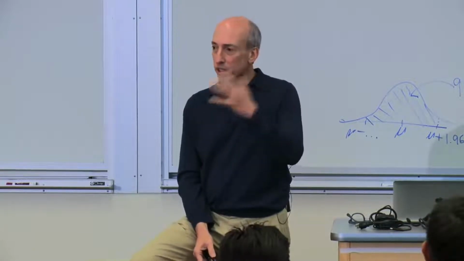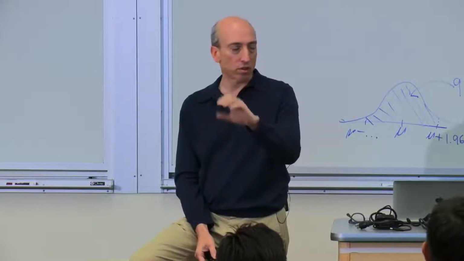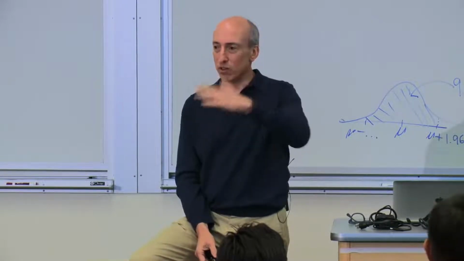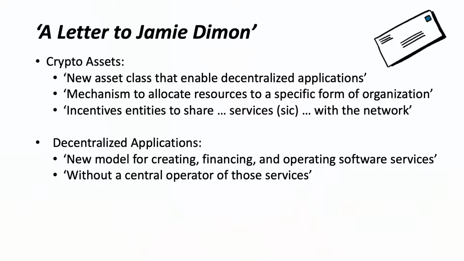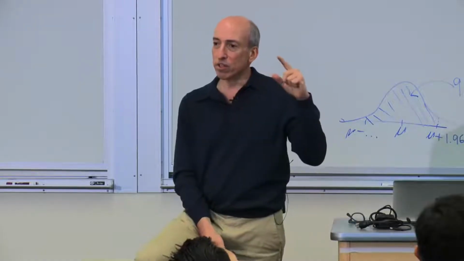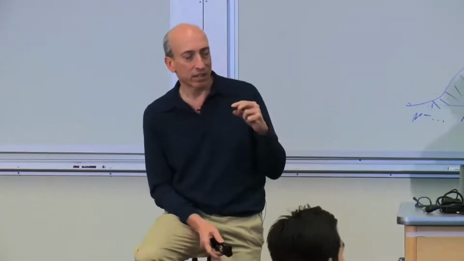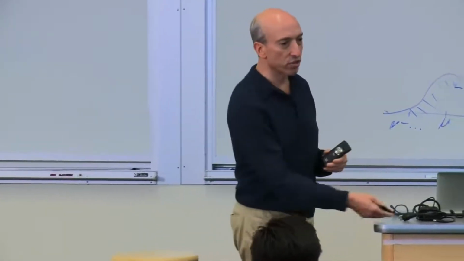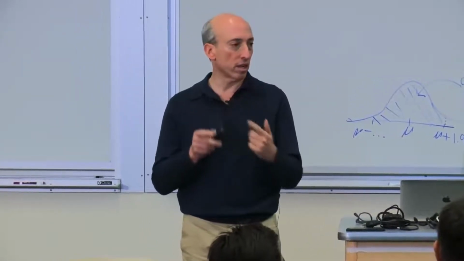But this decentralized application, in this context, he was using it broader than just something built on top of Ethereum through smart contracts, because he even said Bitcoin was a decentralized application. So he was using it in the broader context, not in what some people call dApps. But a new model for creating, financing, operating software. And this is what Christian Catalini wrote about as well, that there might be a new way to finance software development. Maybe raise some money for the file sharing before you have the file sharing. Might be an incentive system as well.